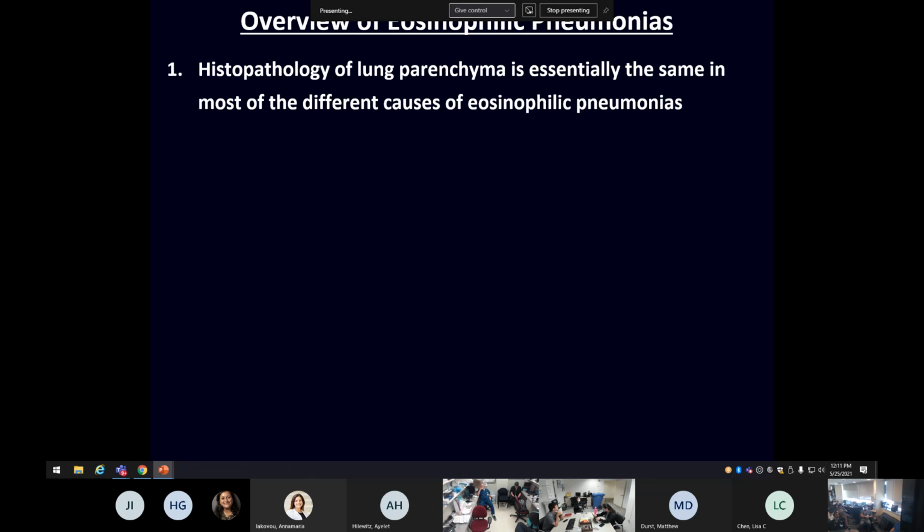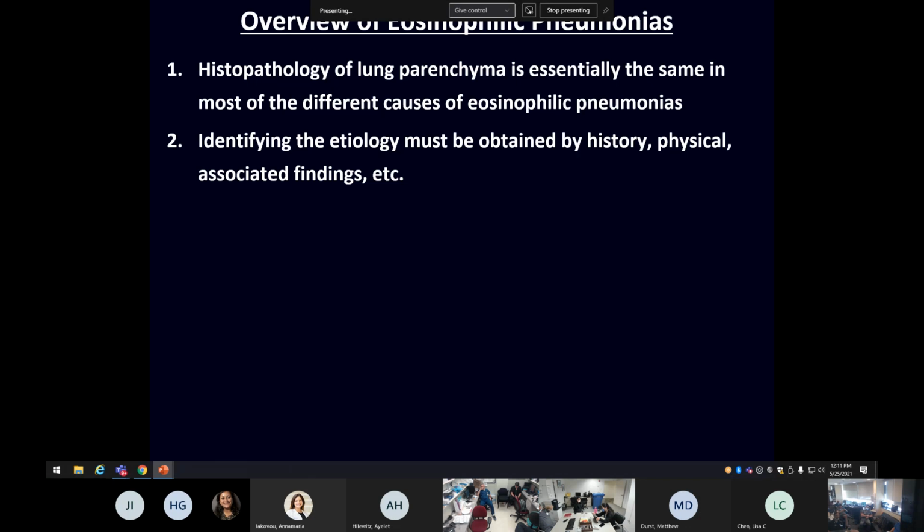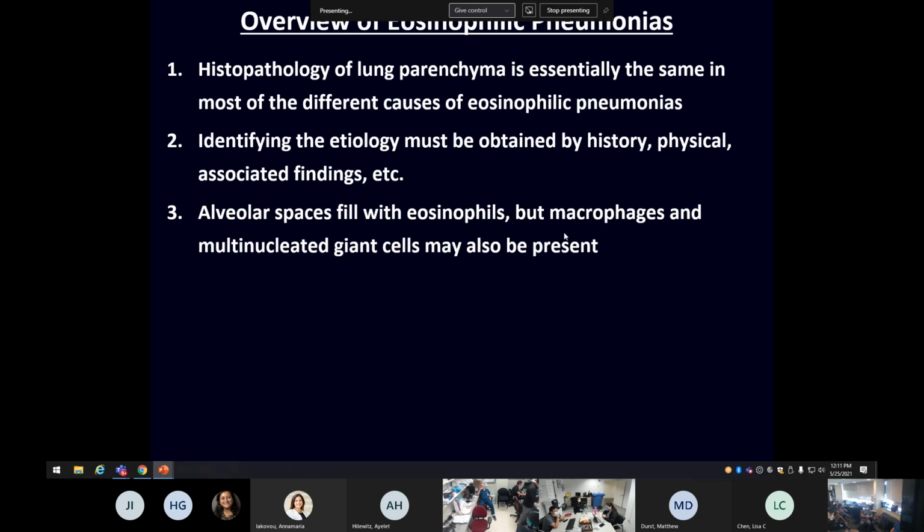So just a quick overview of the eosinophilic pneumonias. The honest truth is the histopathology is essentially the same in most of the different causes, and identifying the etiology must be obtained by history, physical associated findings, etc. So chronicity is very important. Is it systemic or is it lung limited? Are there other findings, for example, ANCA positivity, ANCA is negative, or ANA, is this a connective tissue disease, etc.